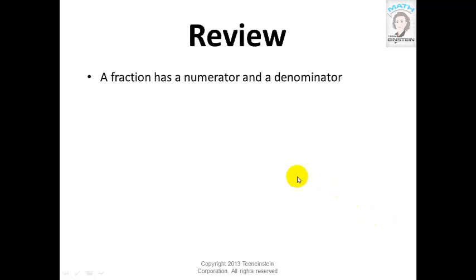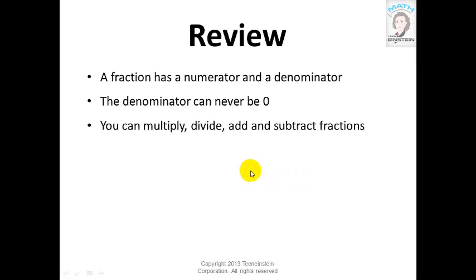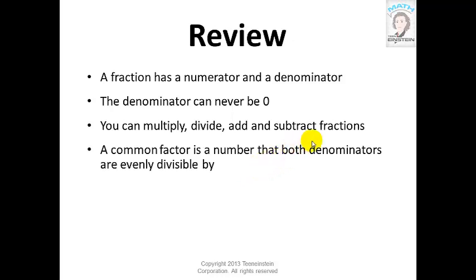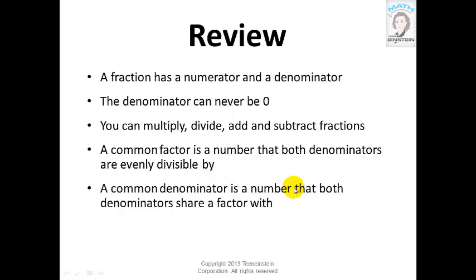What we have learned so far: a fraction has a numerator and denominator. The denominator can never be 0. You can multiply and divide, add and subtract fractions. Again you will get a fraction. A common factor is a number that both numbers are evenly divisible by. The common denominator is a number that both denominators share as a multiple.